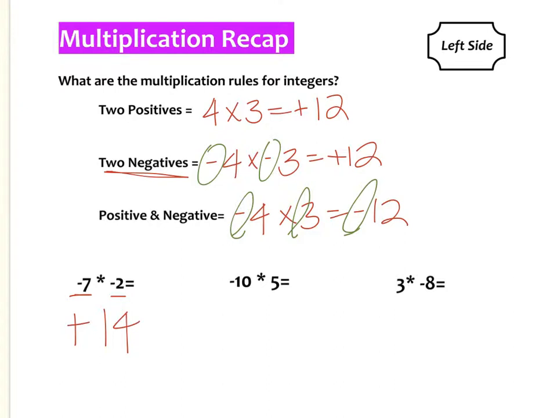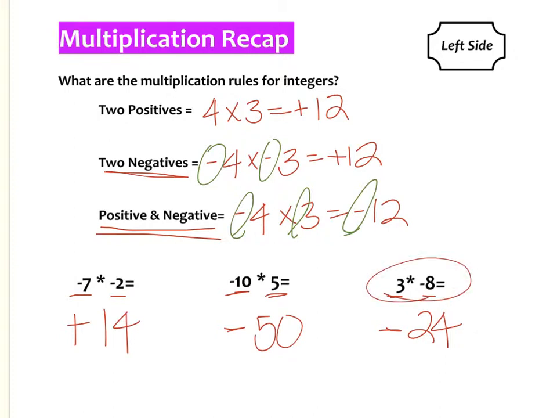Next one, I have a negative 10 and a positive 5. That is going to follow this particular rule of a positive and negative. So my answer is going to stay negative, and I'm going to multiply them out, and I'm going to get 50. Last but not least, I have a positive 3 and a negative 8. It's going to be the same rule as before, a positive and negative. My answer is going to stay negative, and 8 times 3 will give me 24. So just remember that when there's 2 different signs, my answer is going to stay negative.